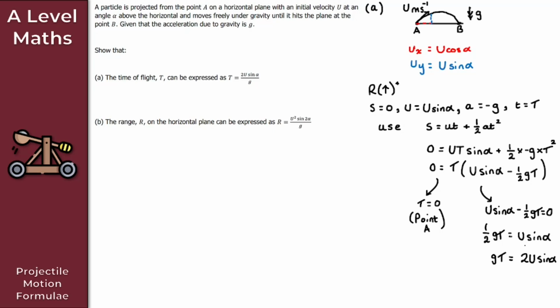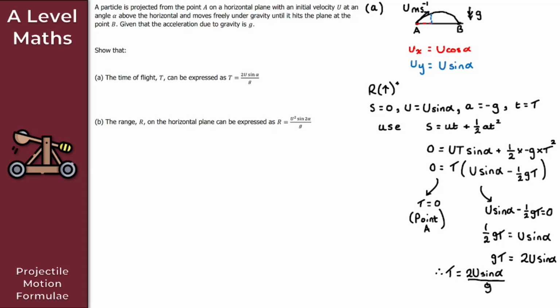You could have done that all in one step, but just so I can show it clearly here, I'll do it all separately. So T is equal then to 2U sine alpha over G there. Okay. And there we have it. So as required then, we've derived the result in part A, giving us the solution to part A.